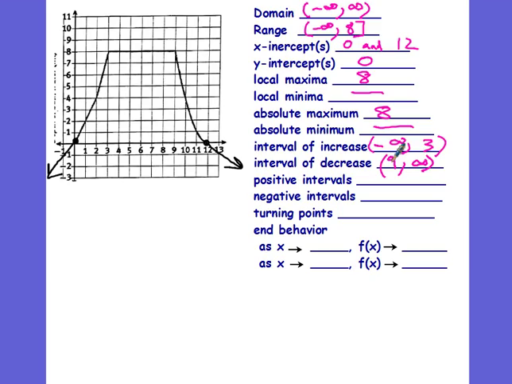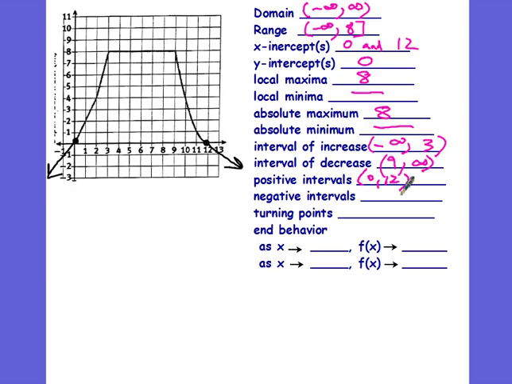All right, so positive intervals. Where's that graph above the x-axis? That graph is above the x-axis everywhere along this line that I'm tracing. And that is between x values of 0 and 12. So the positive interval for this graph is 0 to 12.